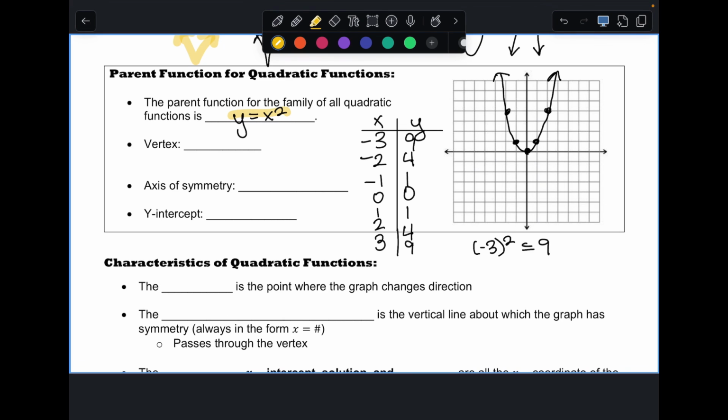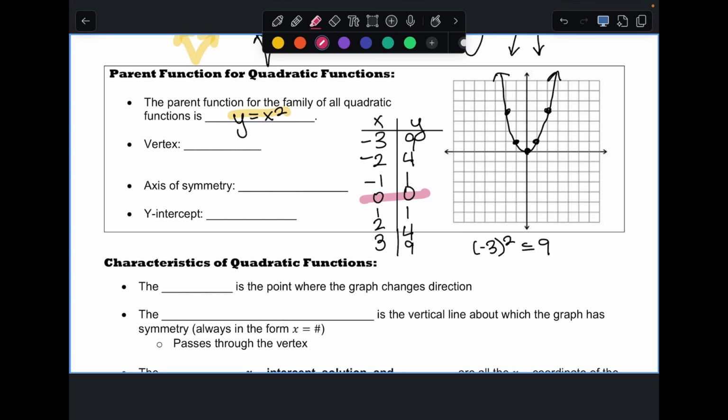Okay, so this is your graph for the most basic quadratic function you'll ever see. One thing to notice, if I crossed out this 0, 0 here, aka I crossed out the point where our graph changes direction, does anyone remember what this is called?